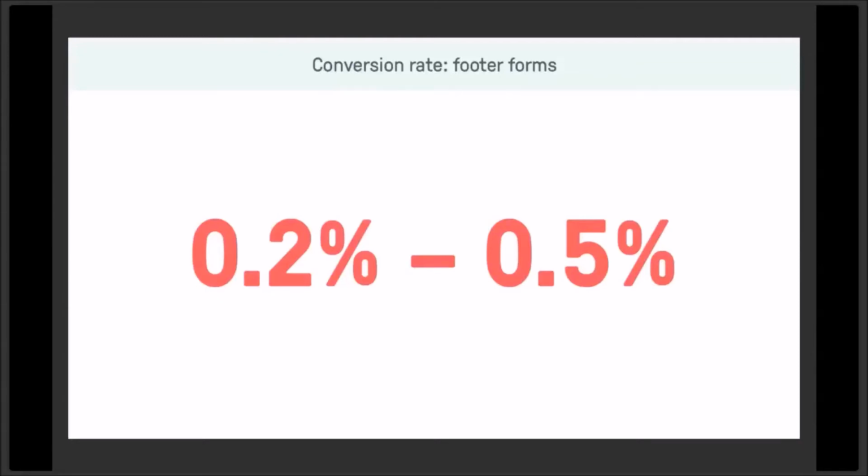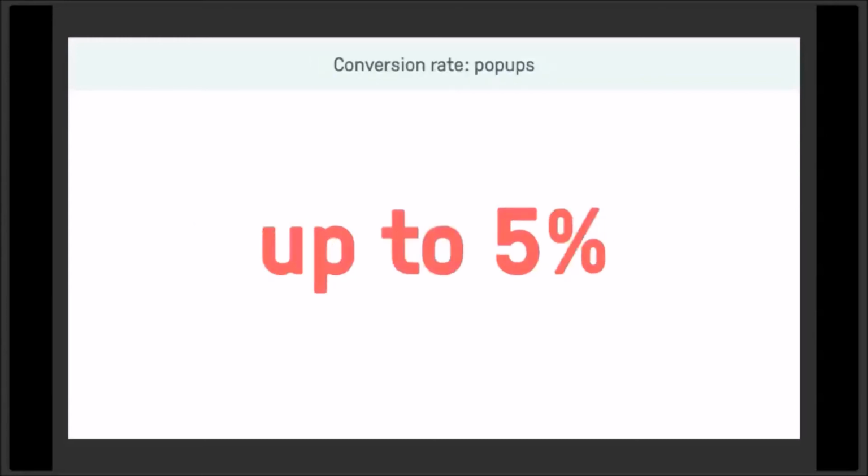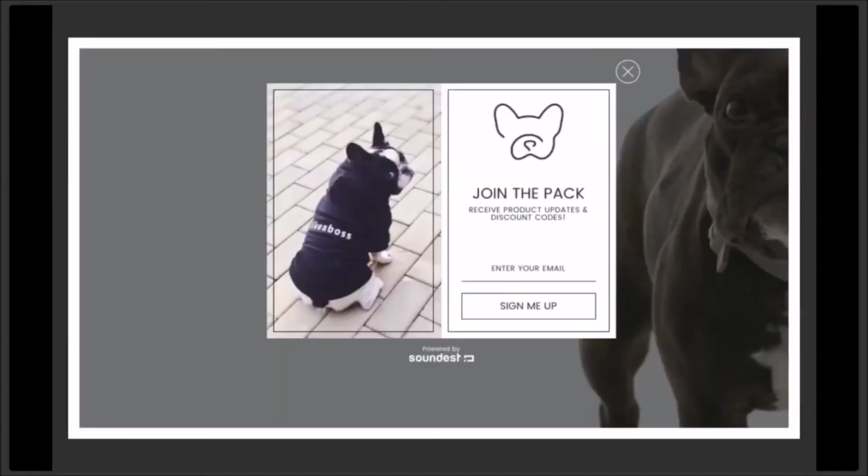So yeah, you can say, okay Ritis, you're talking about really low numbers. So how to increase those numbers? If you want to go 10 times up, to a 5% conversion rate, use pop-ups. And here are a few examples of pop-ups.